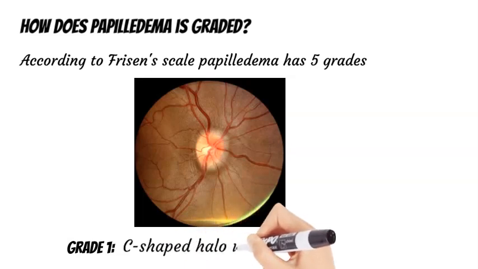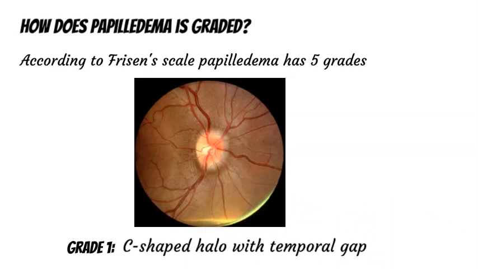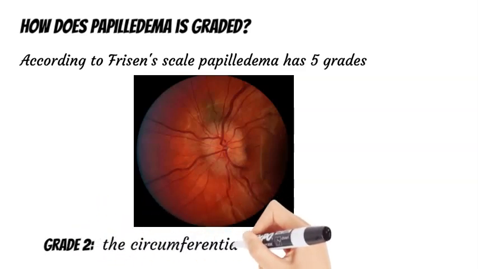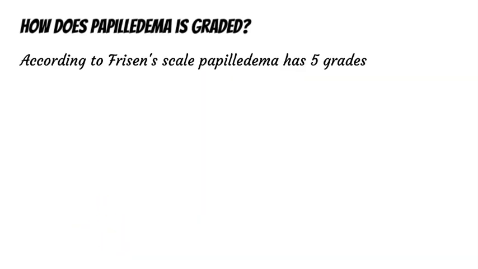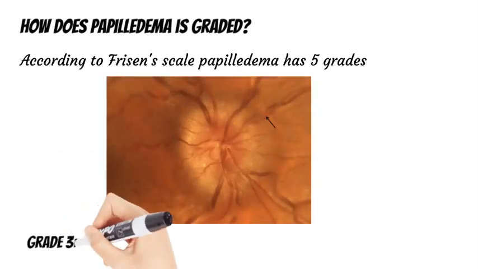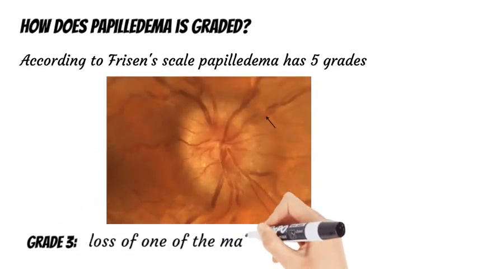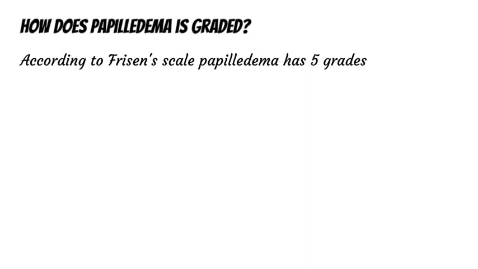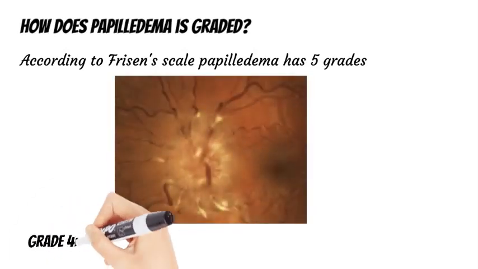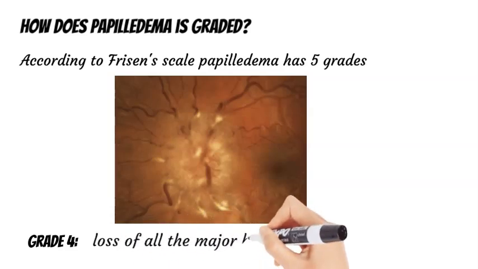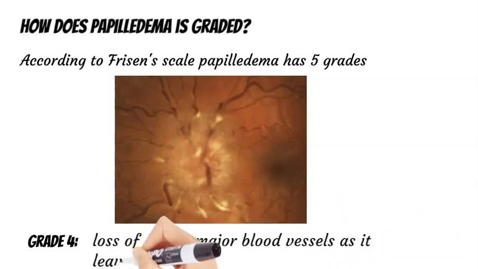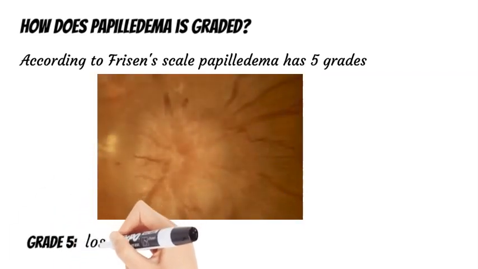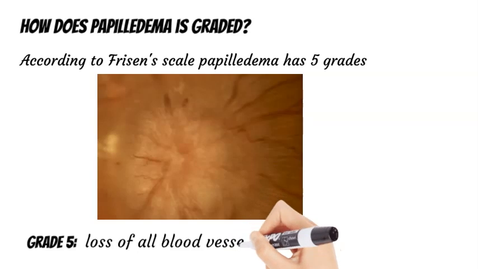Grade 1 is characterized by a C-shaped halo with a temporal gap surrounding the optic nerve, while in grade 2 this circumferential halo becomes complete. Grade 3 papilledema is characterized by loss of one of the major blood vessels as it leaves the optic disc, while in grade 4 there will be loss of all major blood vessels when they leave the optic disc, and in grade 5 there will be loss of all major blood vessels on the disc.